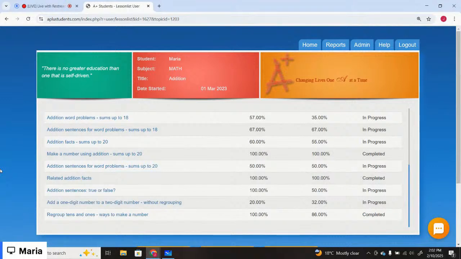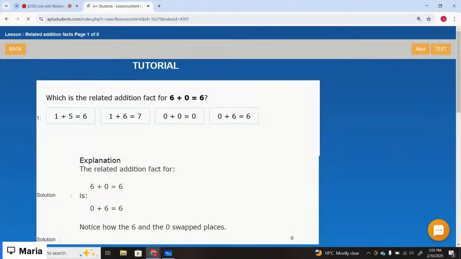Okay, here I'm on grade 1 math. The chapter we are on right now is addition. Let's just start with the lesson that is related addition facts, which is a related addition fact for 6 plus 0. The first thing we need to learn over here is what are the related addition facts.